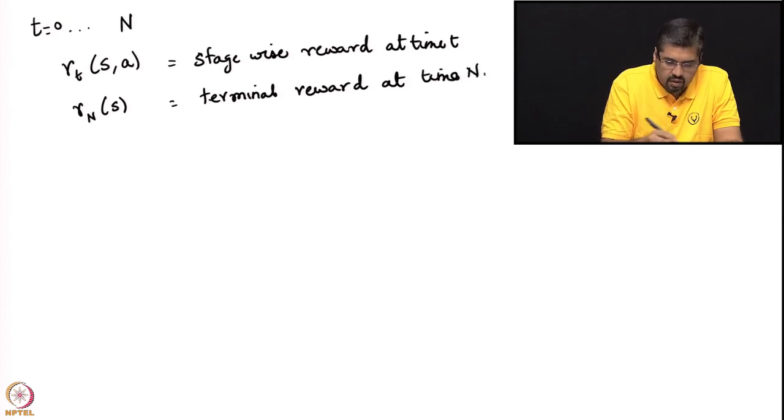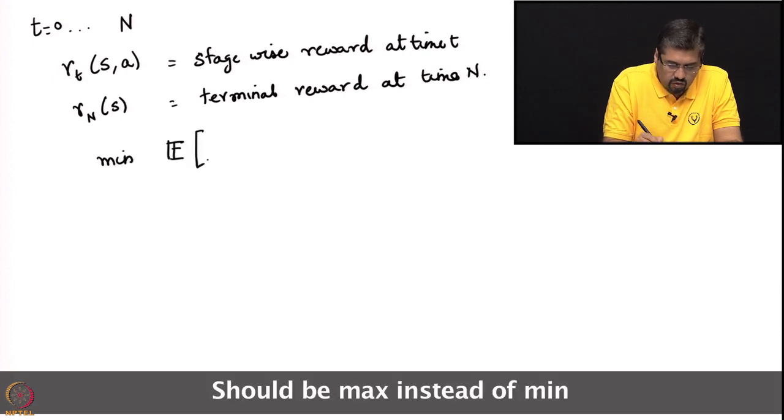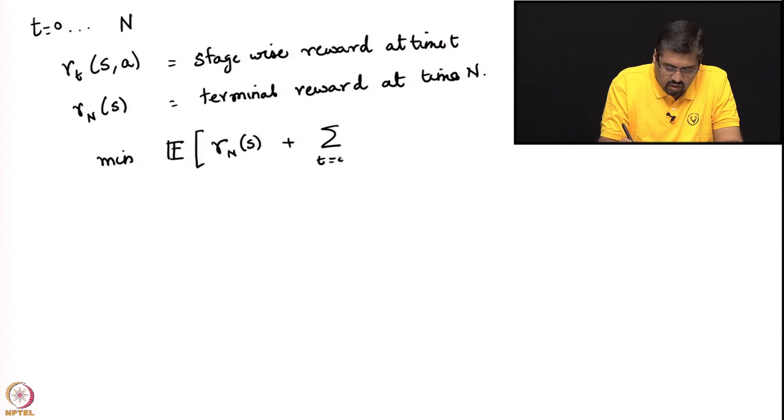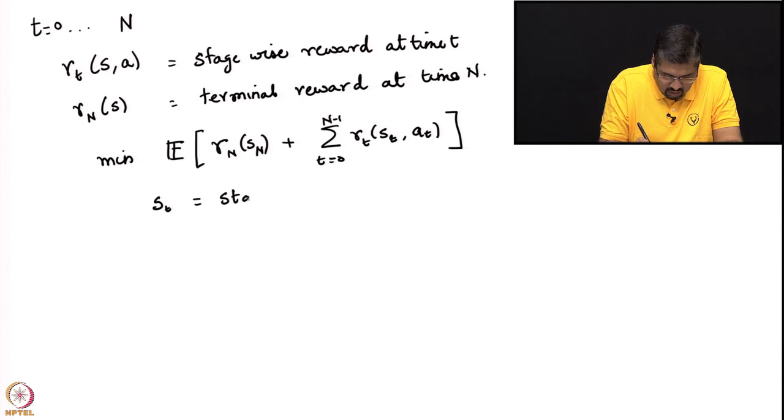This is at time n, and what one wants to do is maximize the expected sum of all of these terms. So, you have Rn of s plus the sum from t equal to 0 to n minus 1 of Rt of St comma At, where St now is the state at time t, and At is the action at time t.